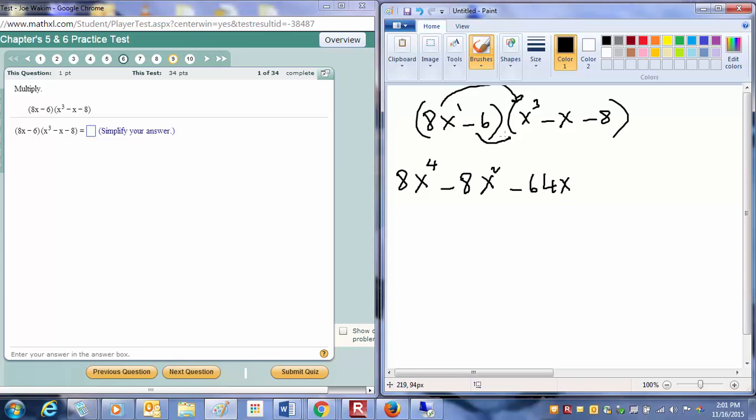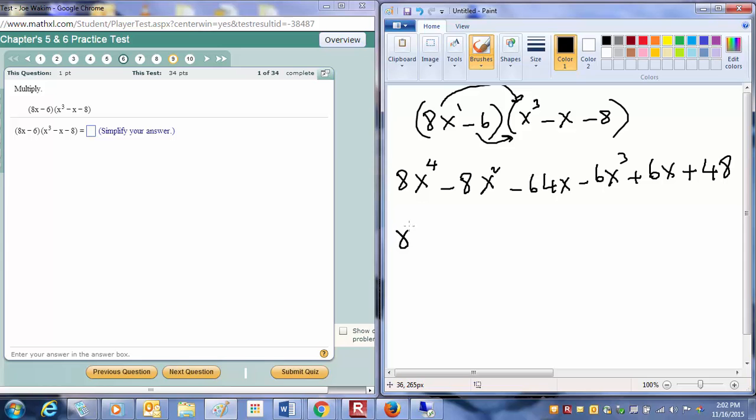Then we do the same with negative 6, multiplying it by each of the 3 terms. Negative 6x cubed, negative times negative is positive, 6x. Negative times negative is positive, 6 times 8, 48.